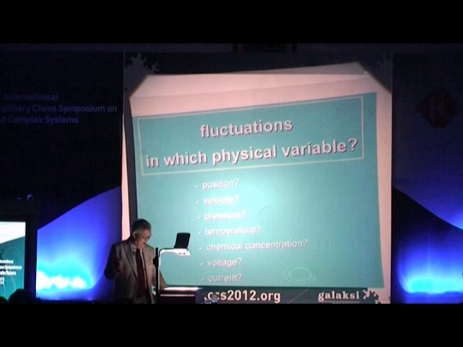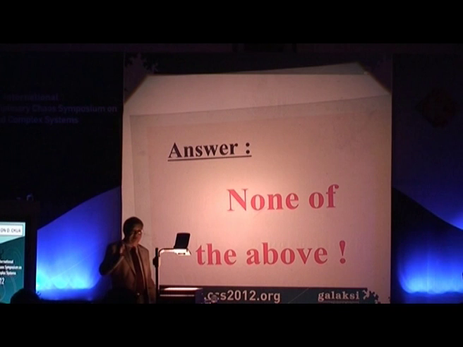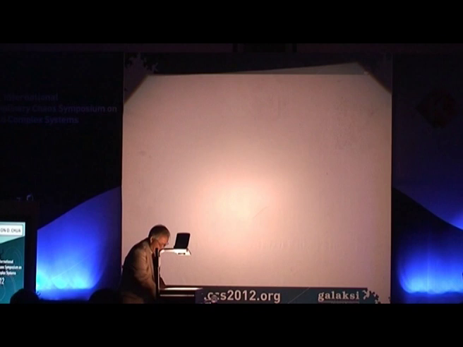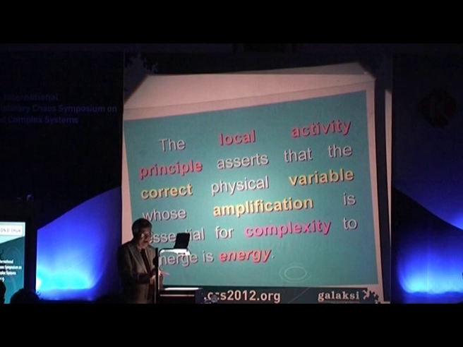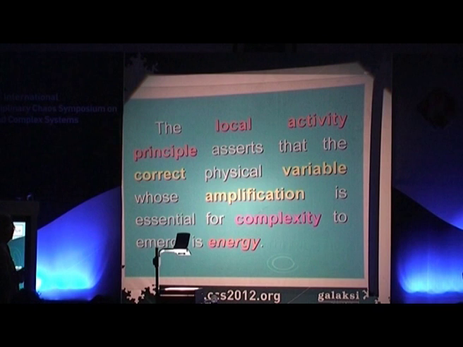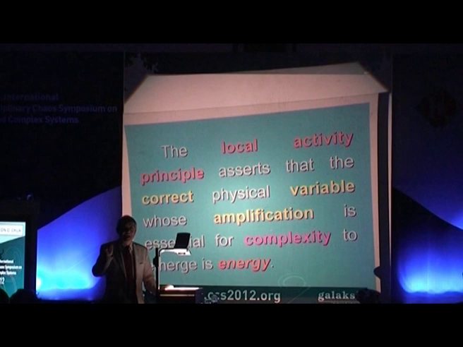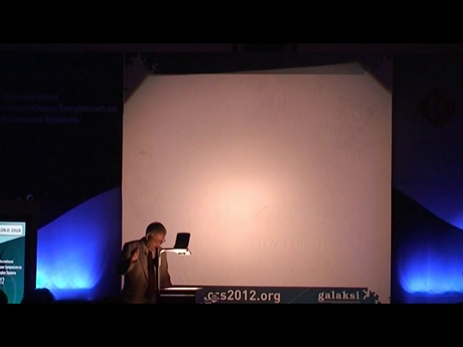And the answer is, none of the above. You can amplify any one of those and it will still have no complexity. So what is the correct one? Well, this is the new theory that I have developed, the local activity principle. The local activity principle asserts that the correct physical variable whose amplification is essential for complexity to emerge is energy. So it's not voltage, it's not velocity, it's not position, it's energy. You must be able to amplify small fluctuations in energy.